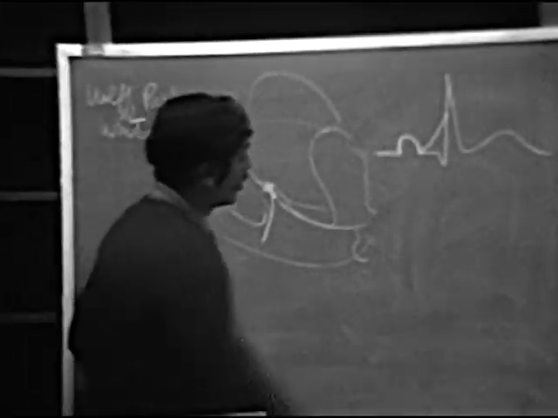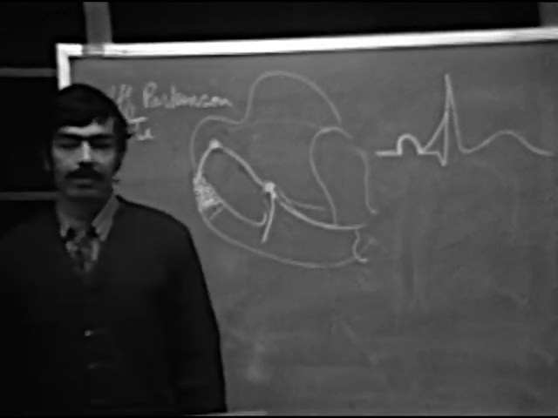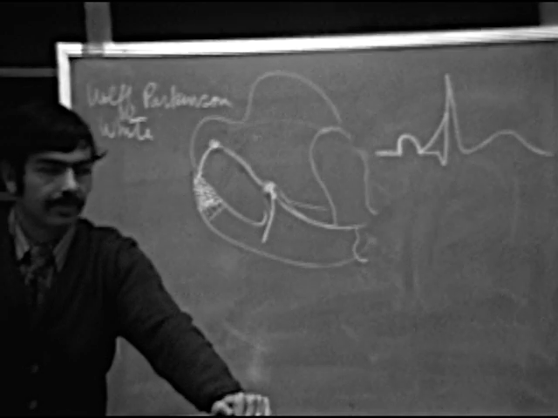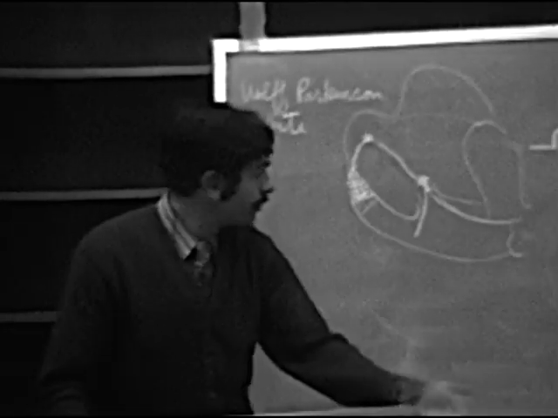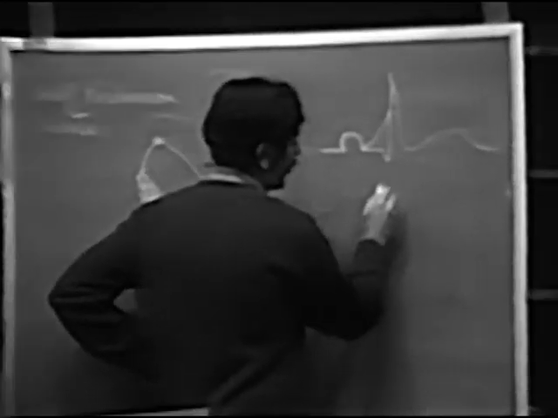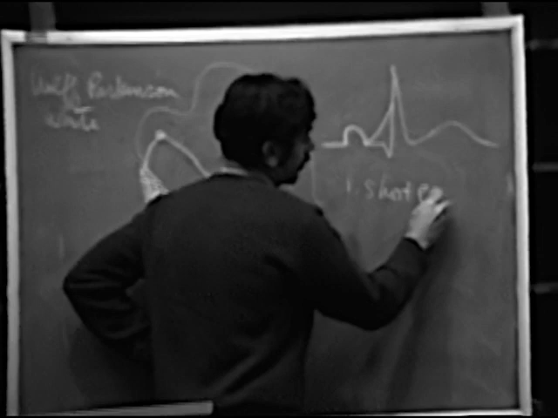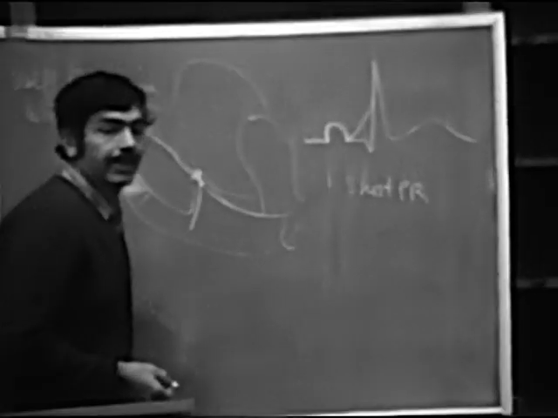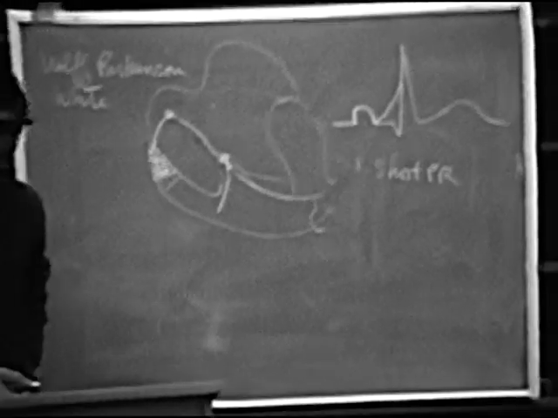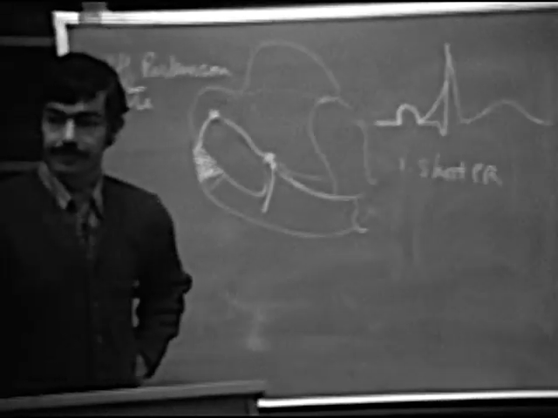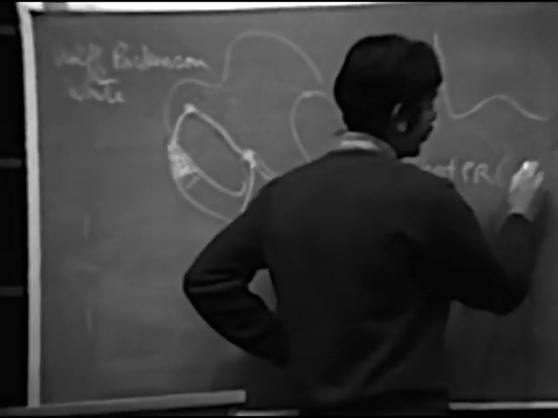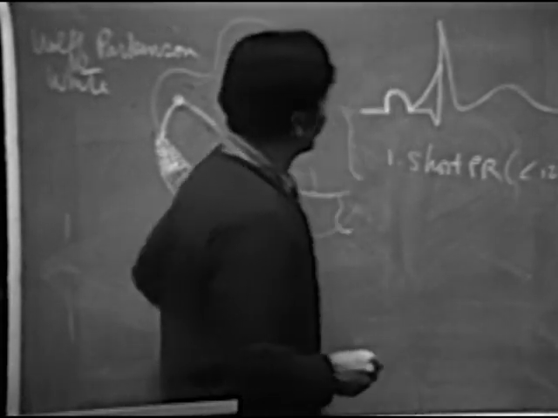Wolff-Parkinson-White syndrome. We can look at this and set up our own criteria for it, right? Number one is a short PR. By short PR, what do we mean? Less than what? No, 0.2 is the upper limit of normal. Short PR means less than 0.12. Okay, what else?